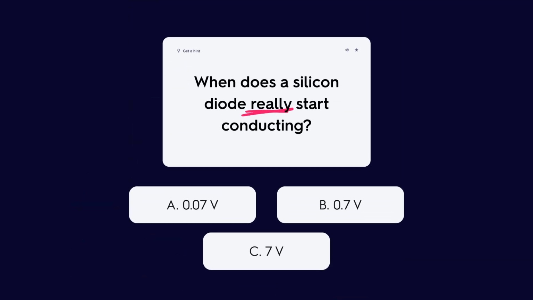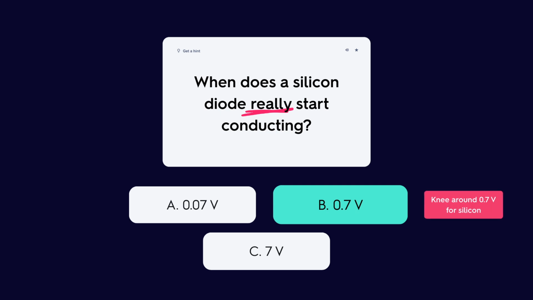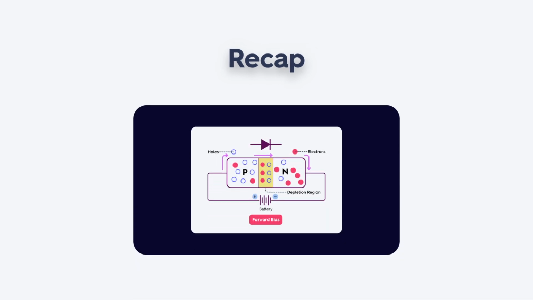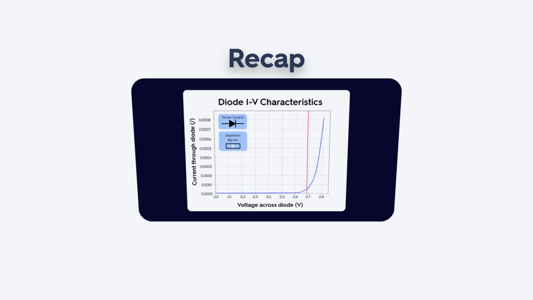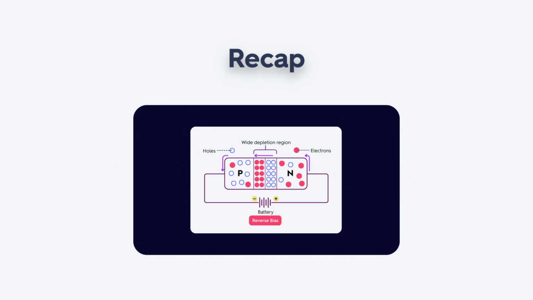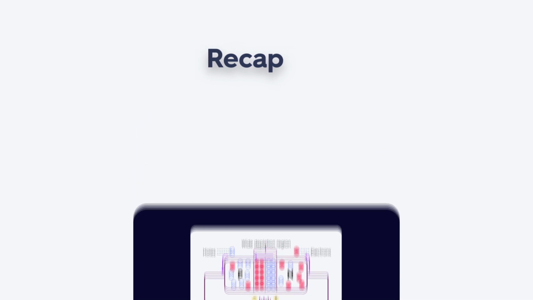Now let's return to the pop quiz. The correct answer is B, about 0.7 volts for a typical silicon diode, where the current starts rising very rapidly. To recap, the VI graph shows a diode's whole story. Forward bias gives small current at first, then a sharp rise near the knee. Reverse bias gives almost no current except tiny leakage, so the diode mostly conducts in one direction.